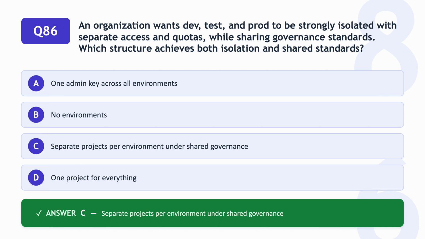Correct answer, C. Separate projects per environment under shared governance. Why C is correct? The requirement is to have strong isolation between dev, test, and prod. Separate access controls. Separate quotas. Shared governance standards. Using separate projects per environment gives each environment its own workspace, permissions, assets, deployments, and operational boundary. Microsoft Foundry guidance describes projects as isolated workspaces for use cases, while shared governance can be applied through the parent Foundry resource, topology, and organizational policies.